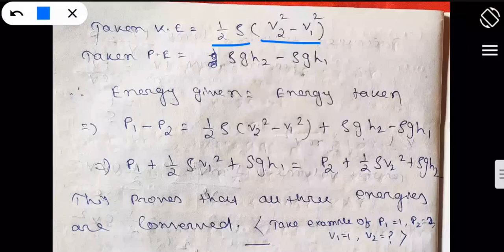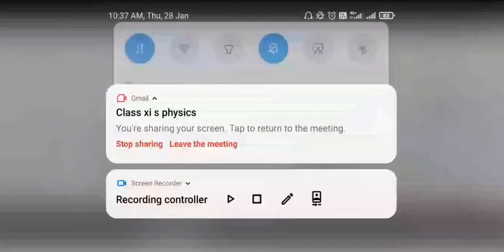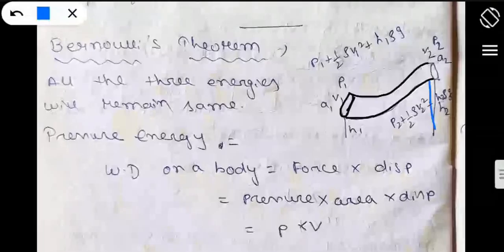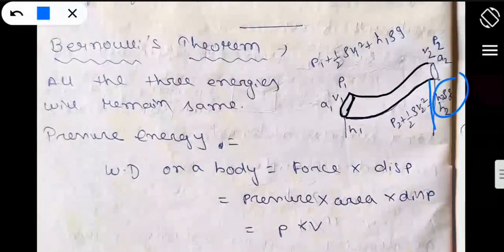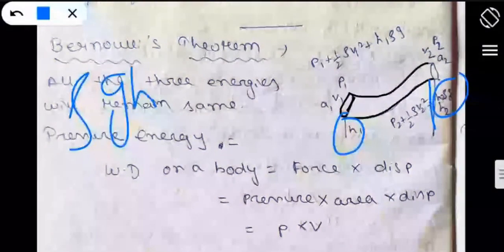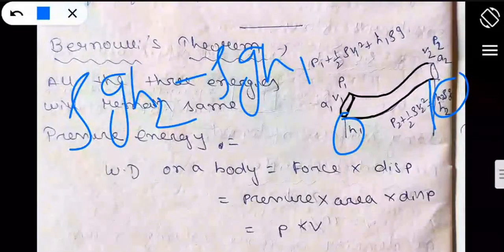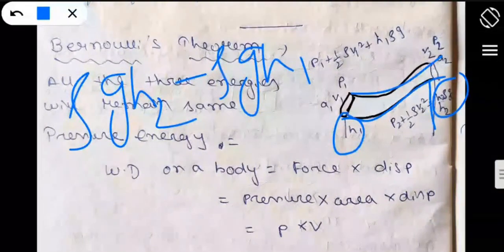And what is the potential energy taken? As you can see here, the height is maximum at this point. So obviously rho g h2 is maximum and rho g h1 is minimum, right? So the formula is rho g h2 minus rho g h1. This is the formula of potential energy taken throughout this system, right?